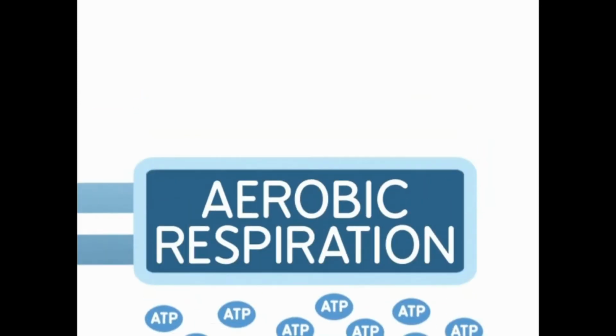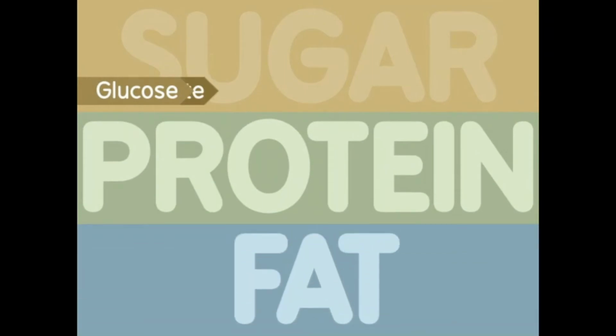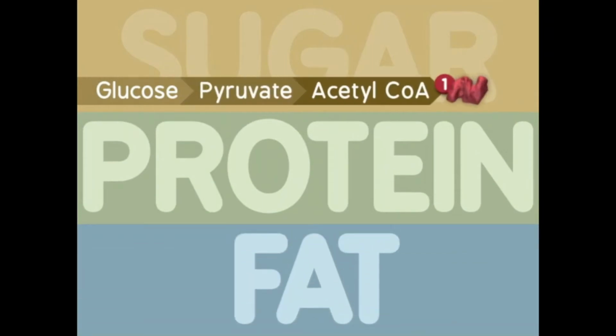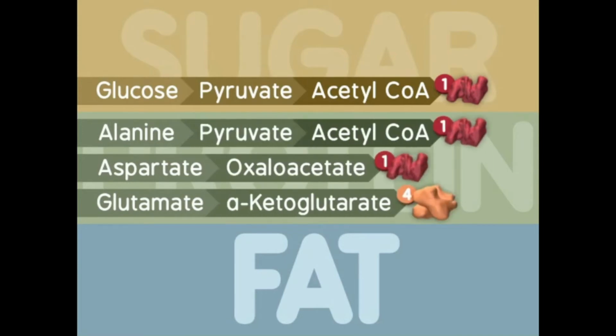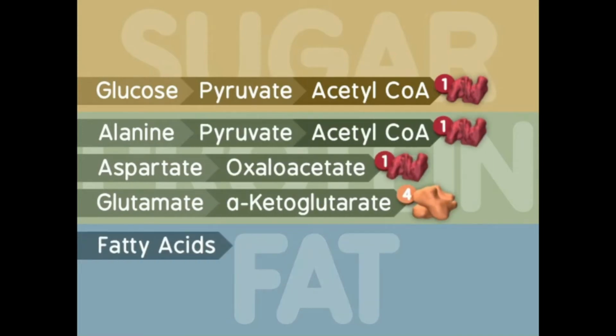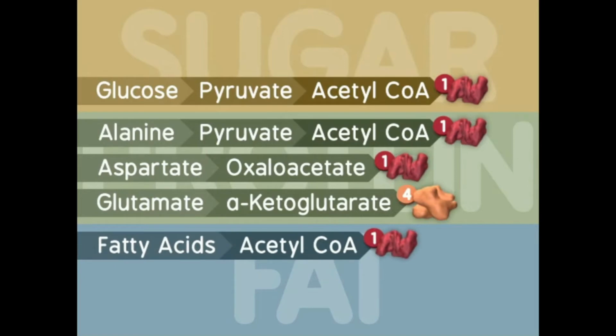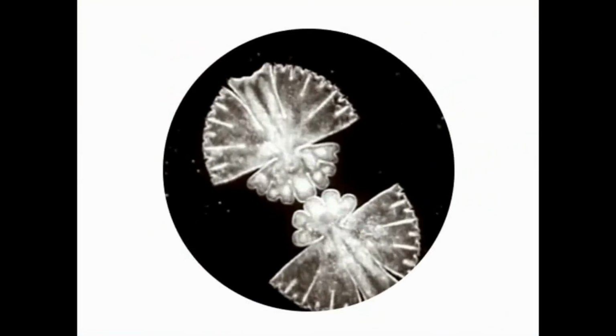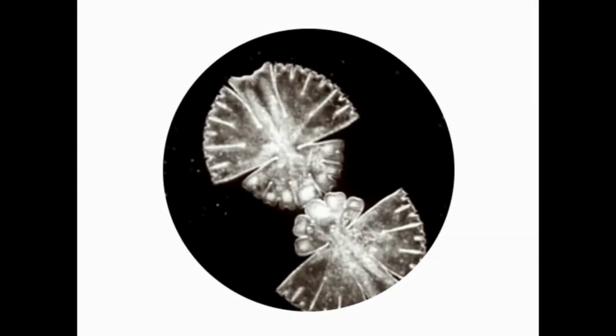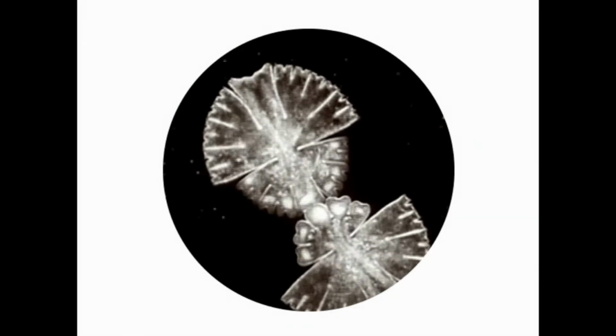In addition to sugar like glucose, proteins and fats can also provide carbon substrates to fuel the citric acid cycle. Proteins can be broken down into individual amino acids such as alanine, aspartate, and glutamate and converted into intermediates in the cycle. Fatty acids can be broken down into acetyl-CoA, which then begins the citric acid cycle. This metabolism of sugar, proteins, and fats through the citric acid cycle provides vital energy necessary to maintain many cellular processes.